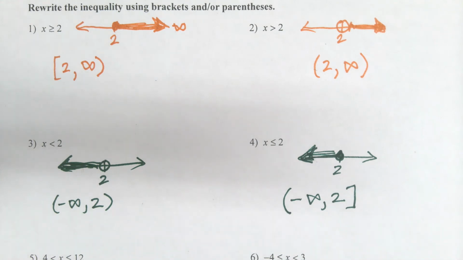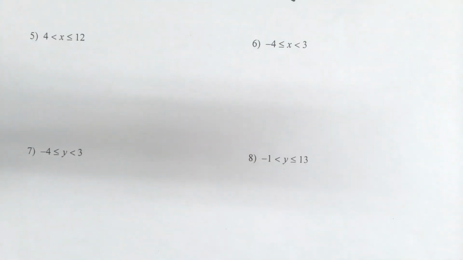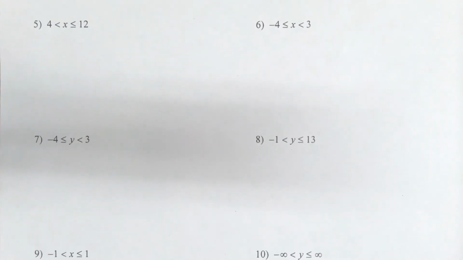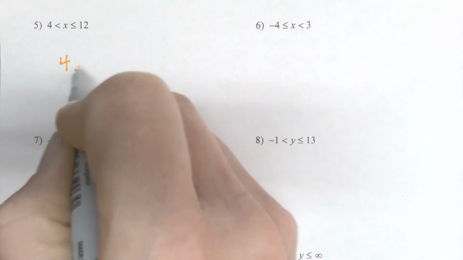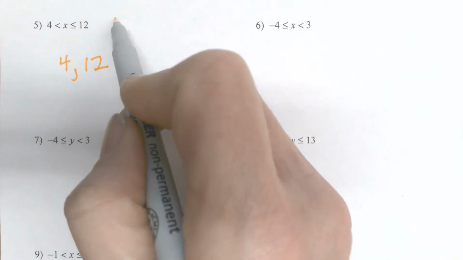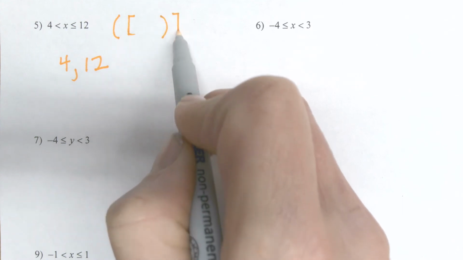So that's if I have a single inequality, but what we're going to be working with more often than not is compound inequalities. That's where I have a double inequality. And even though they look more complicated, they're actually easier to work with. Because when I'm setting this up, my interval will go from 4 to 12. So I just put 4 to 12. Then all I have to do is decide, do I use a parenthesis or a bracket on the left? Do I use a parenthesis or a bracket on the right?